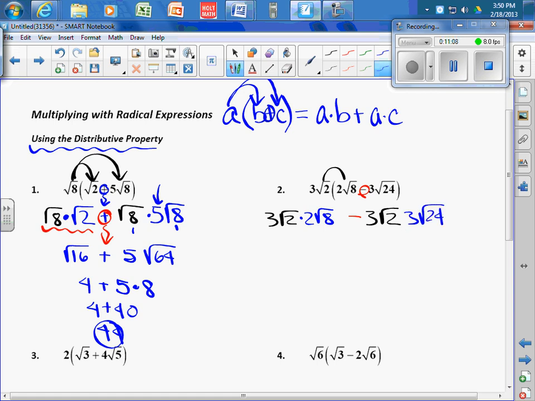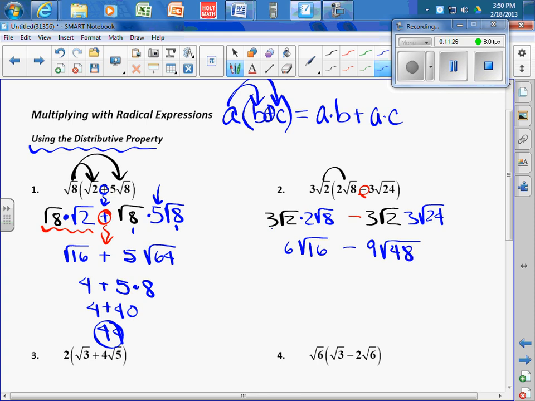Numbers that are outside stay outside. 3 times 2 is 6. Numbers that are inside get multiplied together as well. Radical 16. Minus. Numbers that are outside get multiplied together. 3 times 3 is 9. Times radical 2 times 24 is 48.